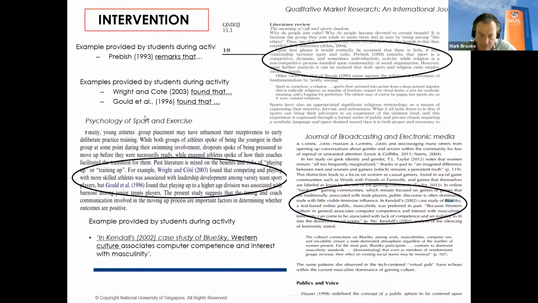Gould et al. found that. In fact, this Psychology of Sport and Exercise paper uses found four times in this paragraph, so it overuses it. But in this paper, Journal of Broadcast and Electronic Media, on esports and the sexism toward women in esports, you can see here in Kendall's case study of Blue Sky, masculinity was preferred. So this is the kind of activity that we did as an intervention. I got the students to start noticing the readings.